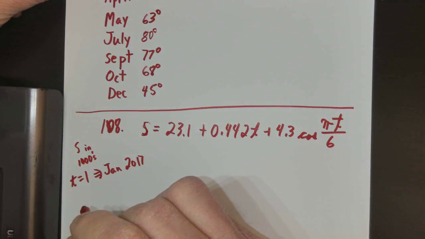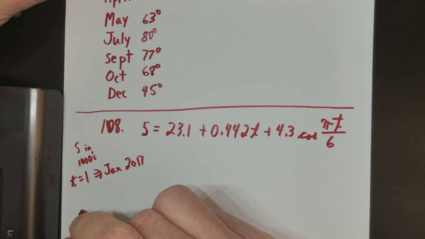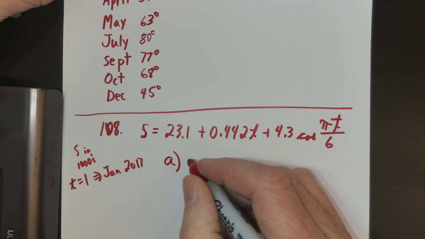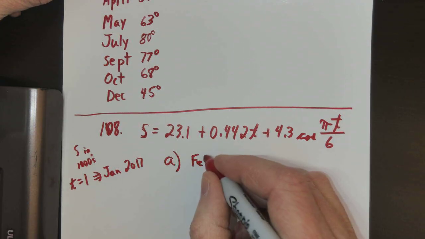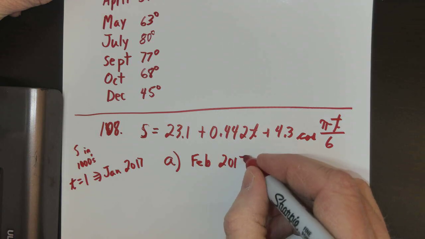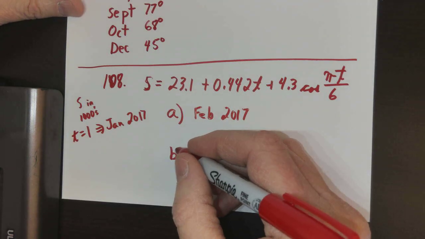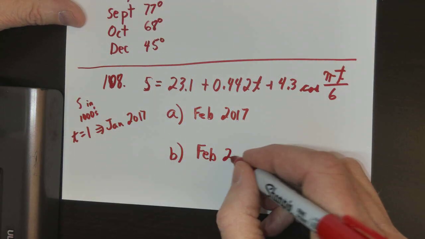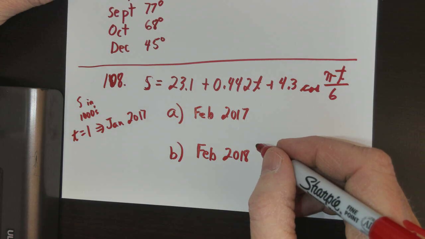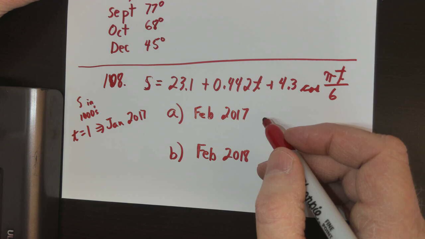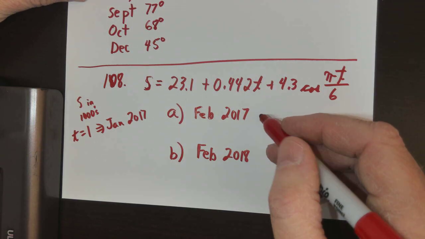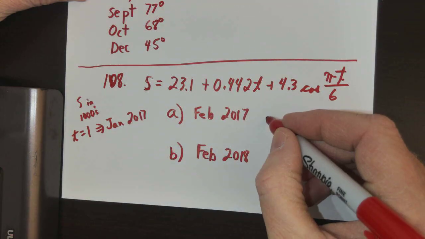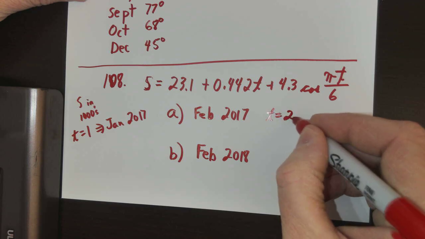Okay. We are to predict, I'll do A and B, and I'll let you do C and D. A, they want a prediction for February 2017. And part B, they want a prediction for February 2018. Okay. So for 2017, January 2017 is 1, so here, February 2017, t would be 2.